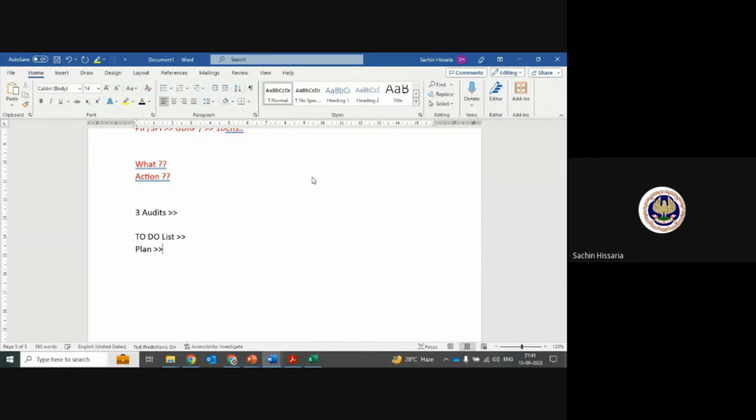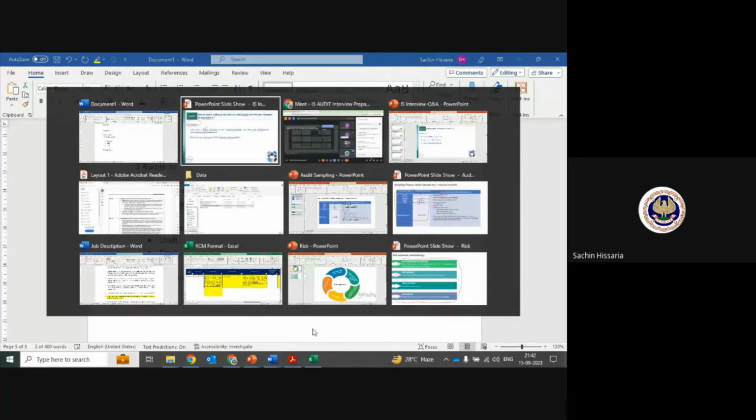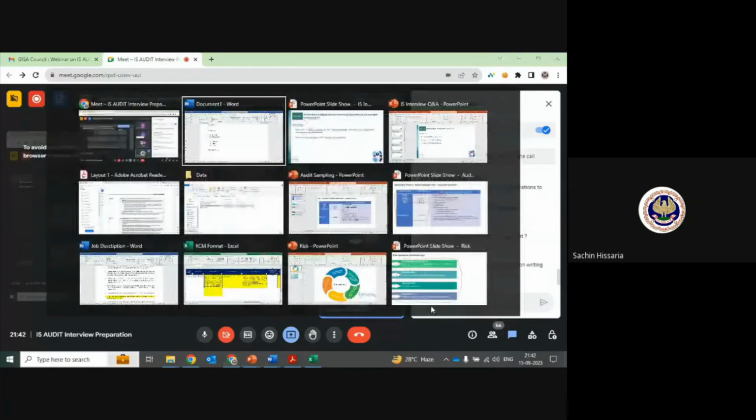We prepared the plan backdated, considering that I needed to submit my report by the 31st. Considering that, by when I would release a draft report, by when a final report, and by when I would complete my analysis. According to the plan, we needed to make sure each and every activity was completed. So we stretched our working hours to meet the timelines, and at the end, we ensured that the submission was made.